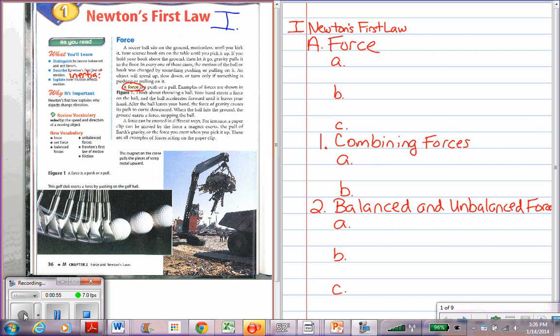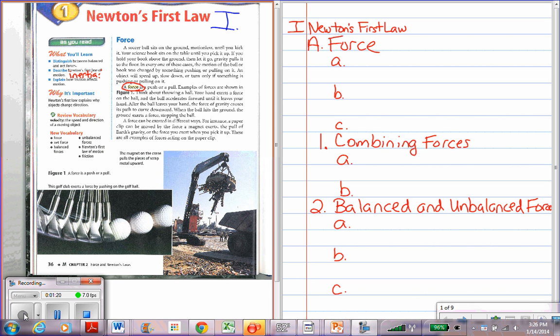A force is a push or pull. Examples of forces are shown in Figure 1. Think about throwing a ball. Your hand exerts a force on the ball, and the ball accelerates forward until it leaves your hand. After the ball leaves your hand, the force of gravity causes its path to curve downward. When the ball hits the ground, the ground exerts a force stopping the ball.